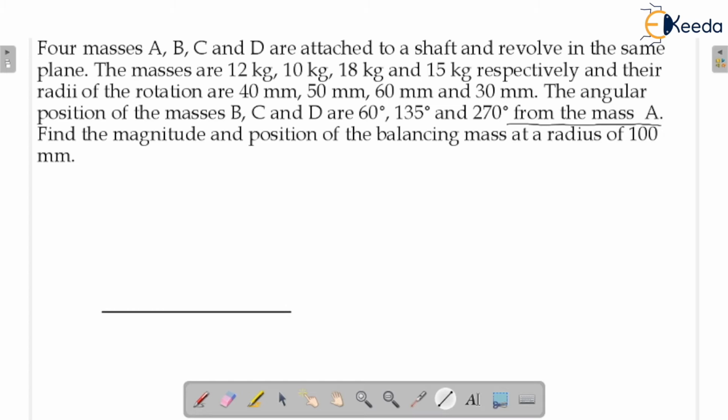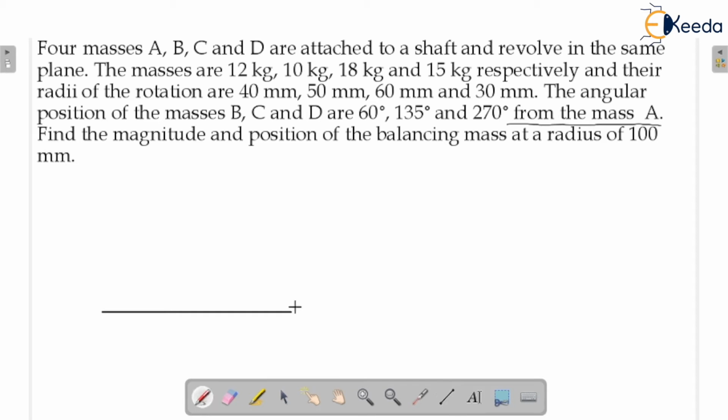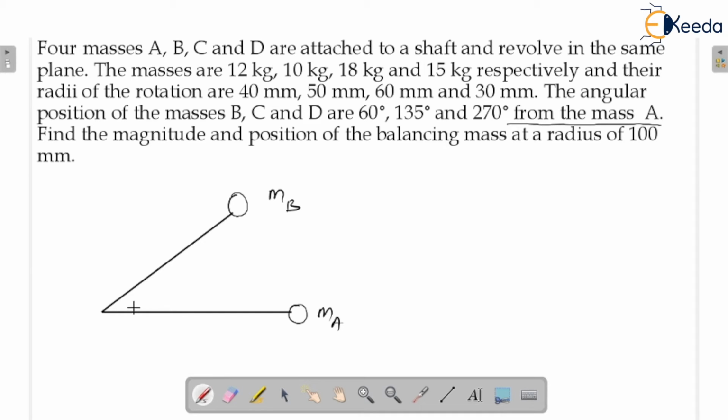You need to understand. This is the horizontal position. This is the position of mass A, this is MA. Other masses' positions are measured from the position of A. There is no successive position. This is MB, 60 degrees measured from here. And 135 means it would be somewhere here. This is M3. Remember that no successive term is used here.